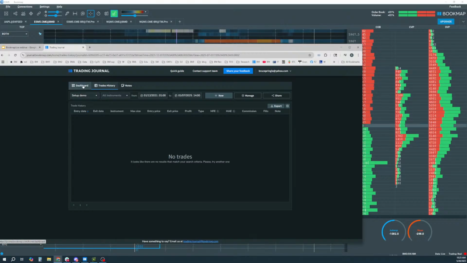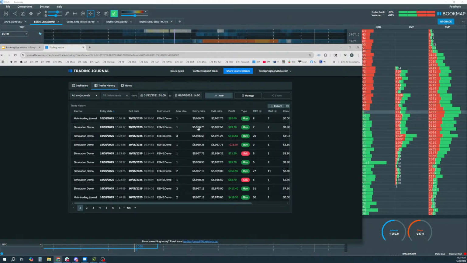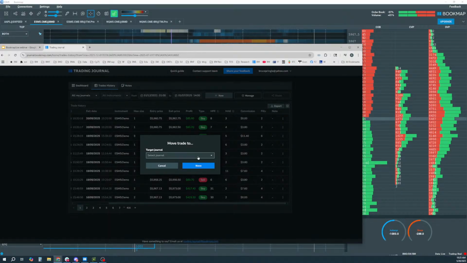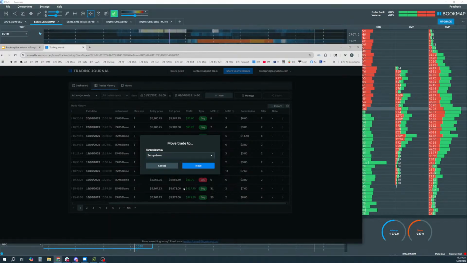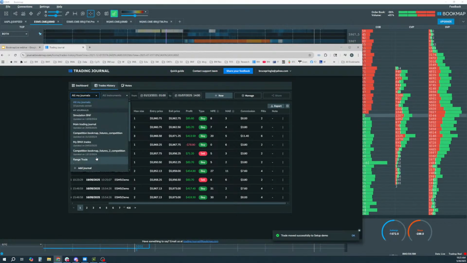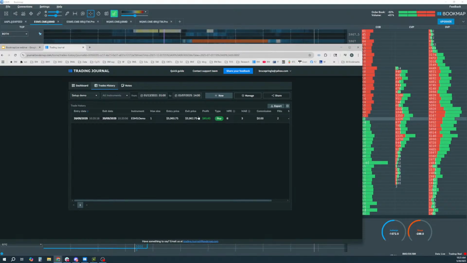Anyway, let's go back to all my journals here, and we can take the trade here and move it to that journal. That's maybe what I need to do here. Set up demo. Go here. And there's my trade. So now you've got your trading example in here.